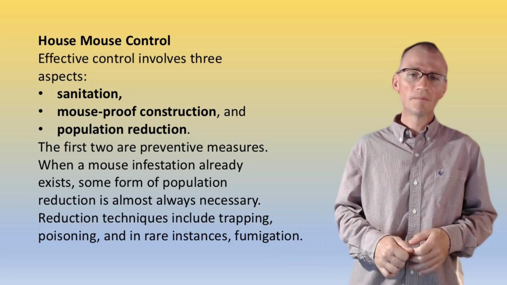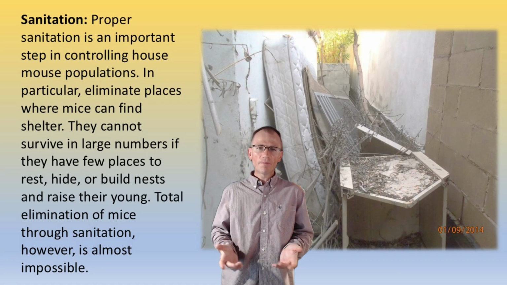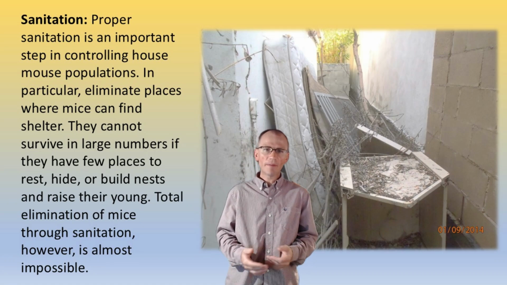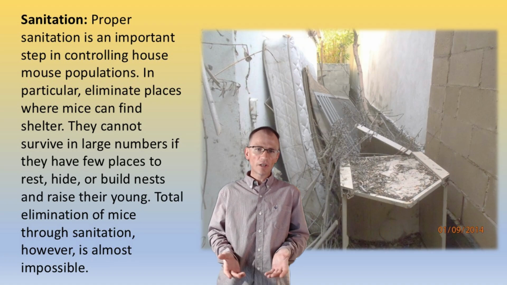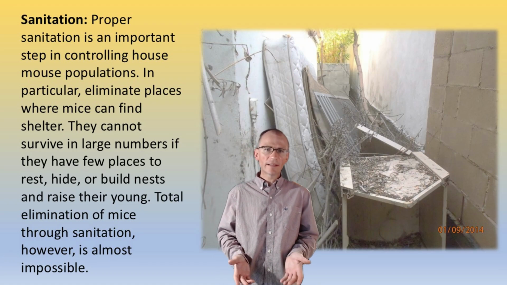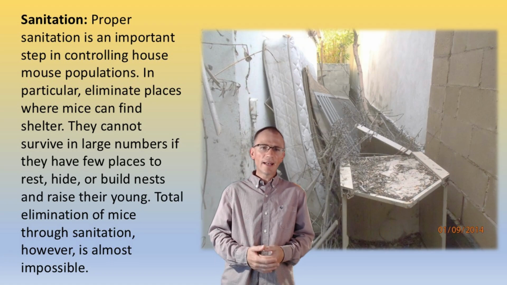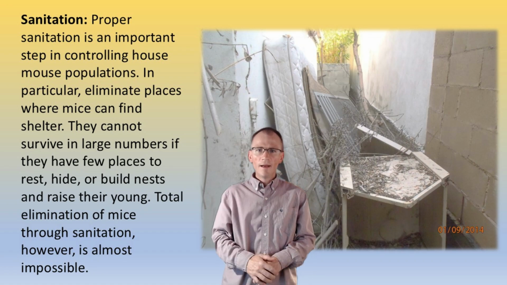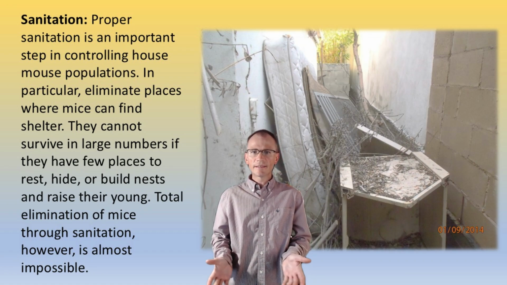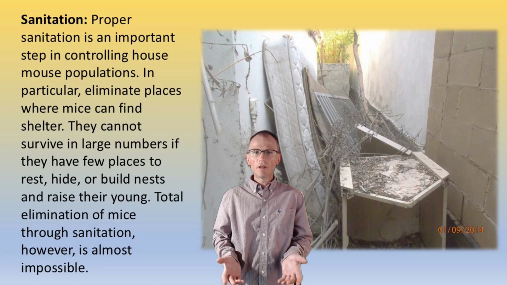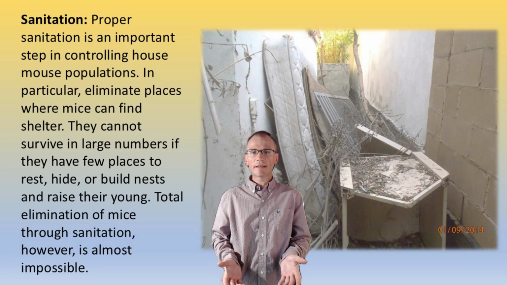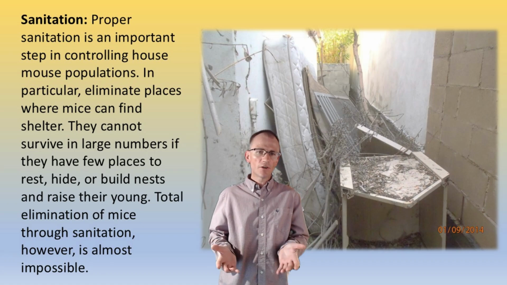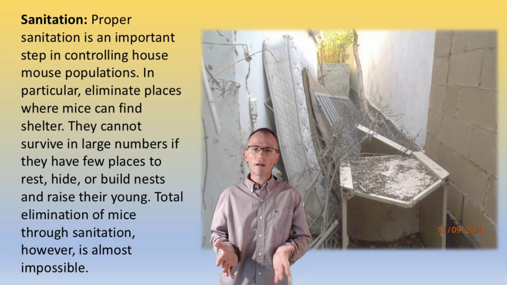Sanitation. Proper sanitation is an important step in controlling house mouse populations. In particular, eliminate places where mice can find shelter. They cannot survive in large numbers if they have few places to rest, hide, or build nests and raise their young. Total elimination of mice through sanitation, however, is almost impossible. So we need to understand sanitation is very important.